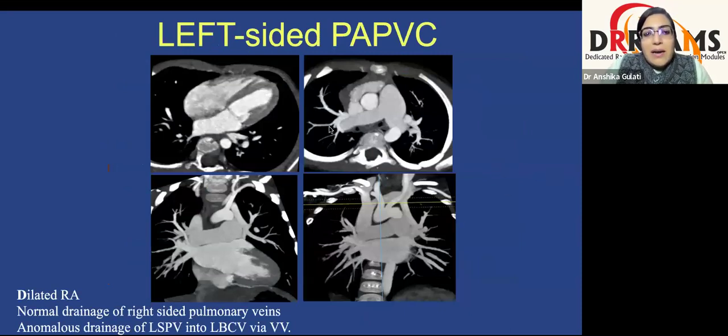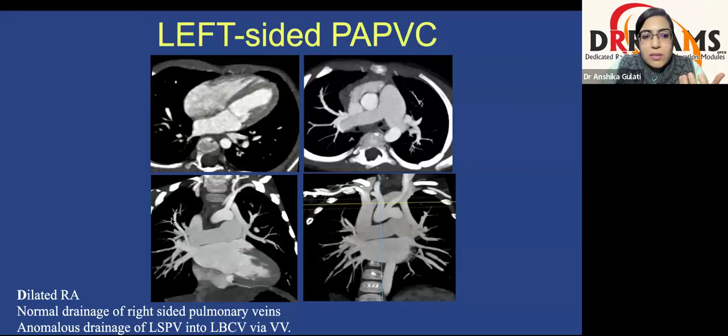This is a case that had come to us. If you see, there is definitely right-sided cardiomegaly. So the pathophysiology will remain the same. There will be increased blood flow to the right side of the heart and ultimately to the pulmonary arteries, leading to pulmonary plethora. So again, we'll have right-sided cardiomegaly.